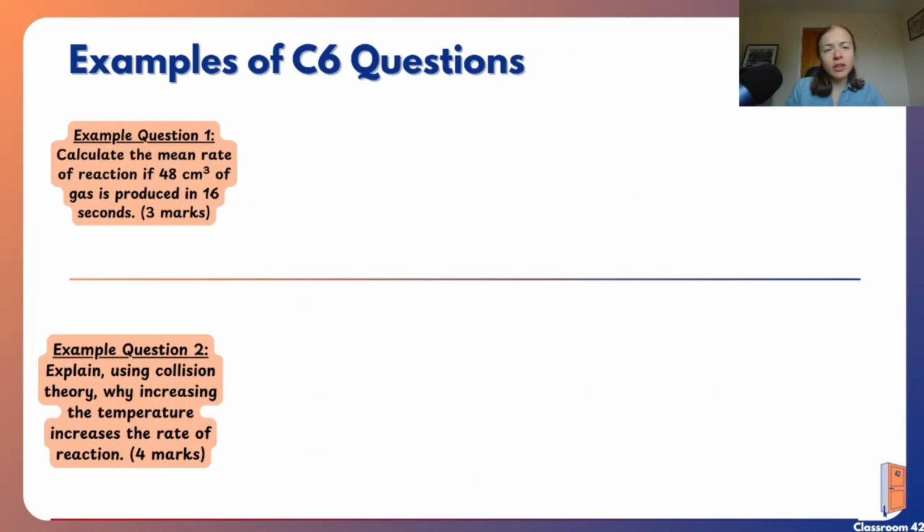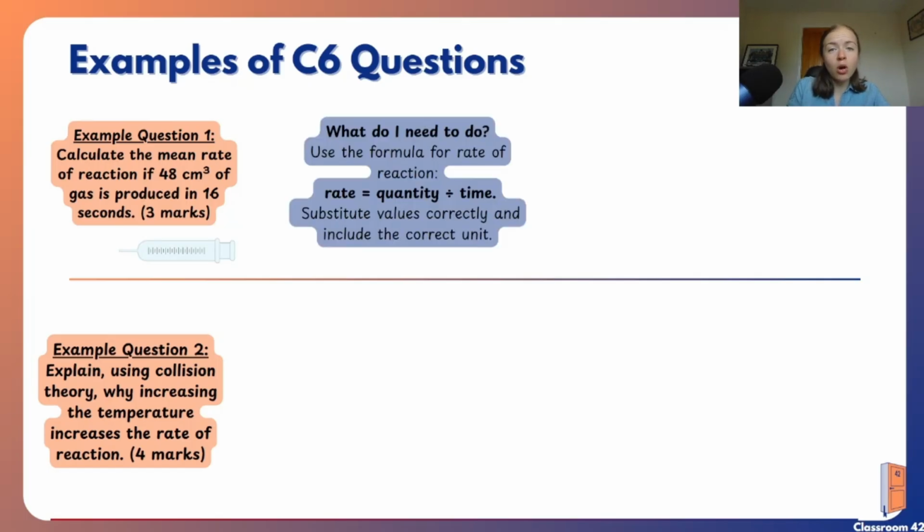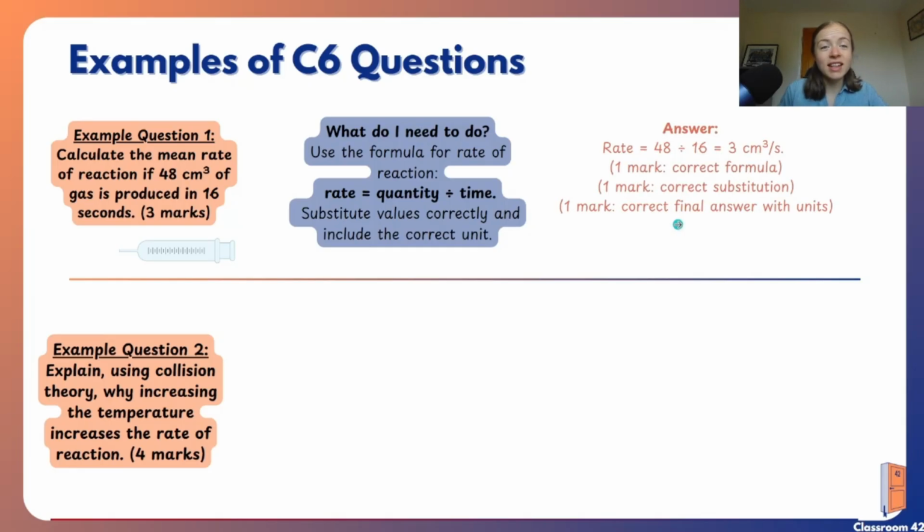So let's go through a few examples of questions that you might see, which should hopefully give you a good idea of what you might be expected to do with this unit. So example 1 is to calculate the mean rate of reaction if 48 centimetres cubed of gas is produced in 16 seconds. So for this question, you need to use your formula of rate of reaction, so rate equals quantity over time, and substitute these values correctly into your equation to get the correct answer.